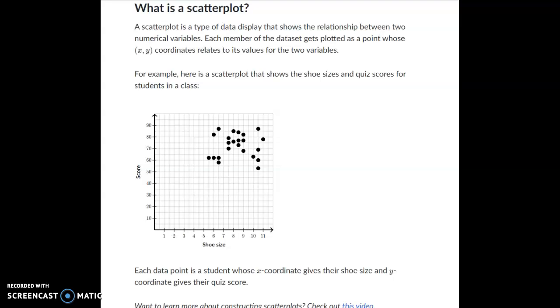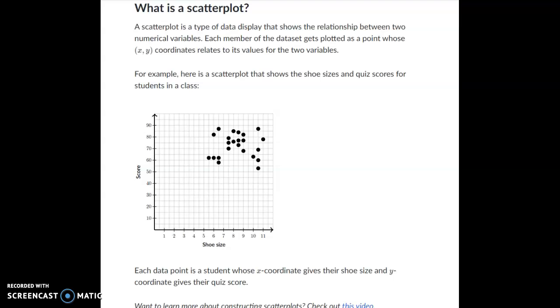For example, here's a scatter plot that shows the shoe size and quiz scores for students in a class. Because shoe size is labeled as the x-axis, that would be our independent variable, the thing that we could vary or manipulate. The score, being on the y-axis, represents our dependent variable. So looking at this, comparing these two variables together, we're saying that we think shoe size might affect the score you get on an exam, or that the score depends on shoe size, which obviously makes no sense.